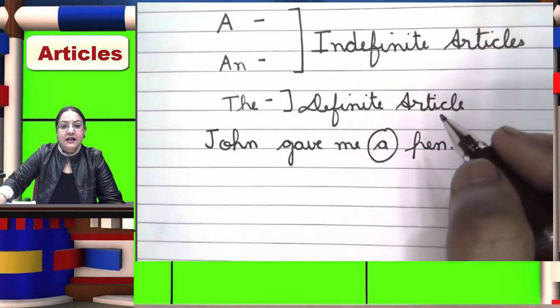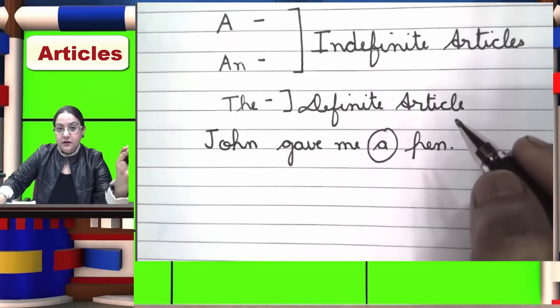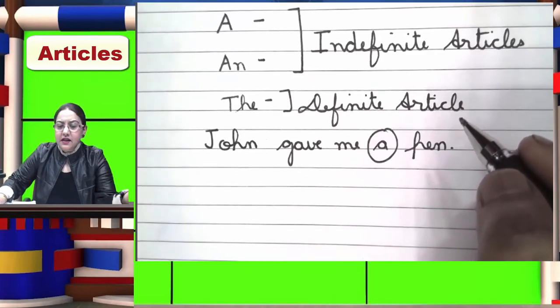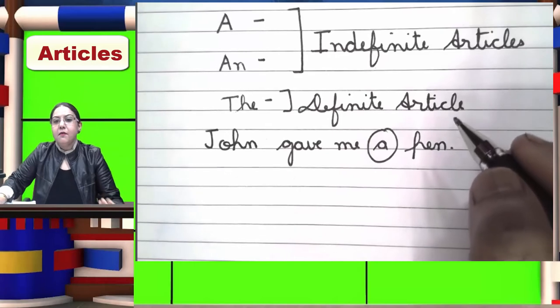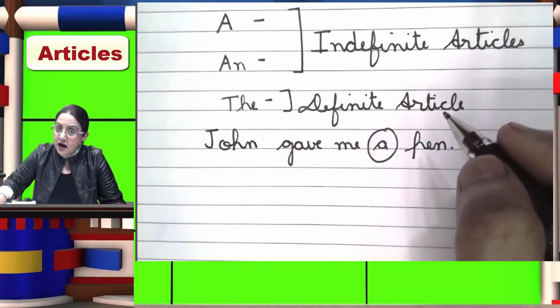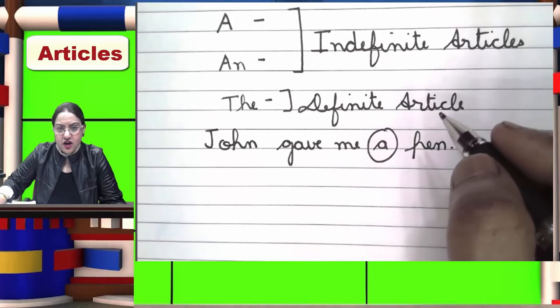Now why do I say that a is an indefinite article? Because here my object is pen, and the pen that I am talking about is not defined. I am talking about just any pen in general. John gave me a pen. It may be a pen of any color, of any brand. So a is an indefinite article because it is not defining my object. It is only telling me that John gave me a pen, which can be just any pen in general.